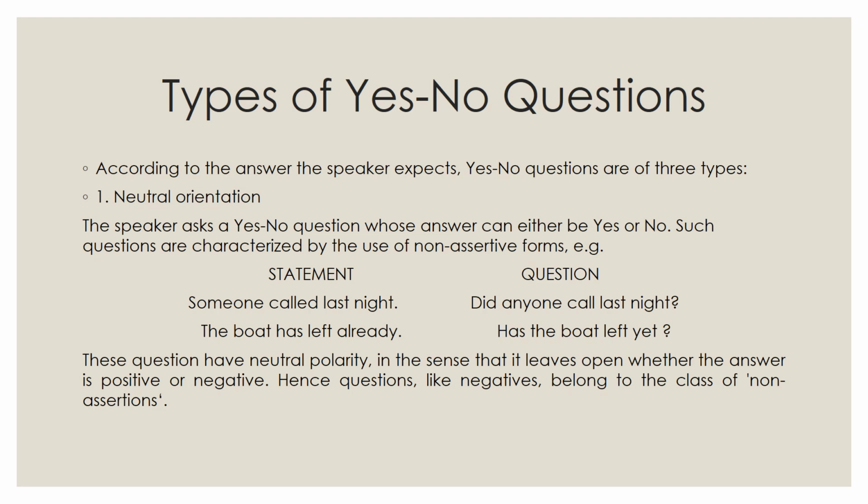Okay, I am asking, I don't know anything about it, so I want an answer. I want my listener to say either yes or no. I am not expecting a particular answer from my listener. So here I have to change the assertive form "someone" to "anyone." So the yes/no question becomes, "Did anyone call last night?"